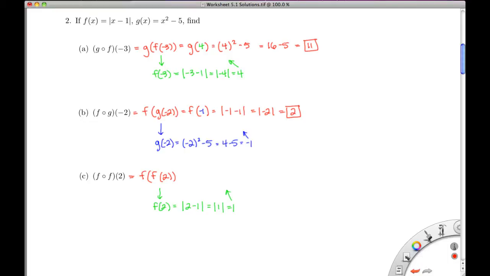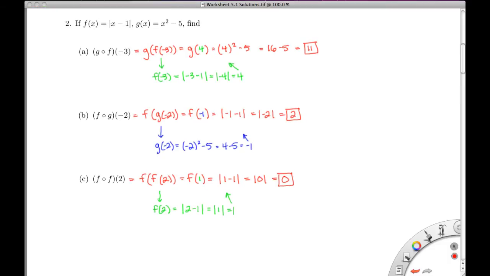We bring that back up top, and we evaluate f of positive 1. And that's going to give us the absolute value of 1 minus 1, which is just the absolute value of 0, which is just 0. And that's our solution for that one. So you can kind of see the pattern with these, and it's really just a matter of keeping track of everything and making sure that you get the notation straight.